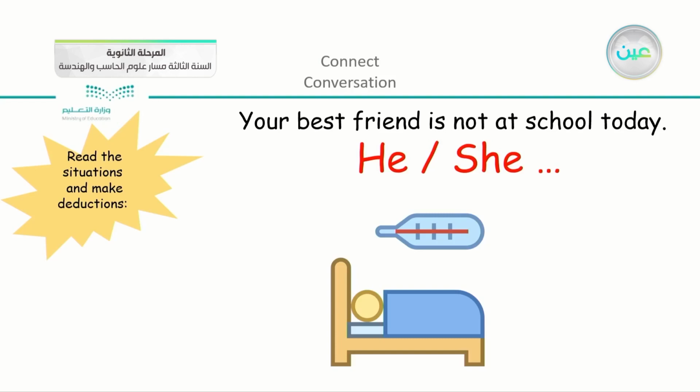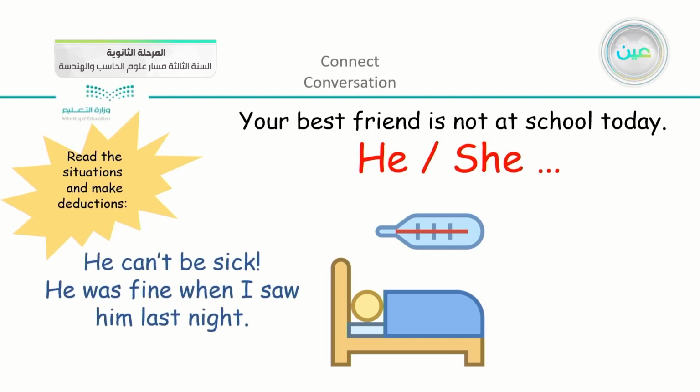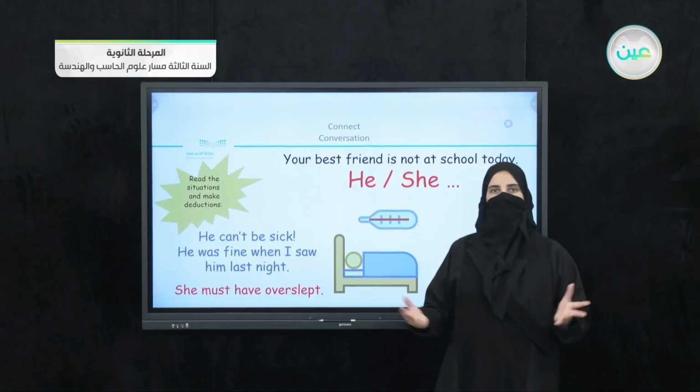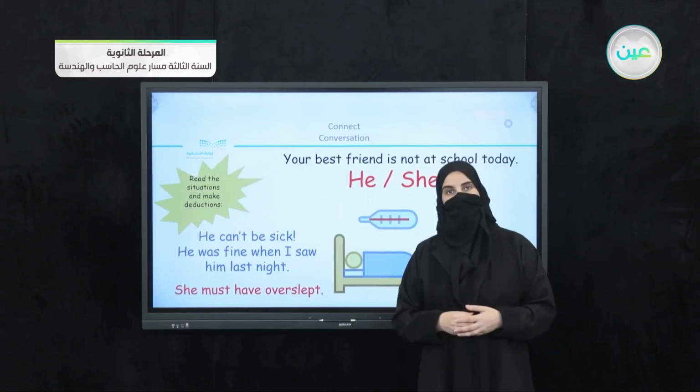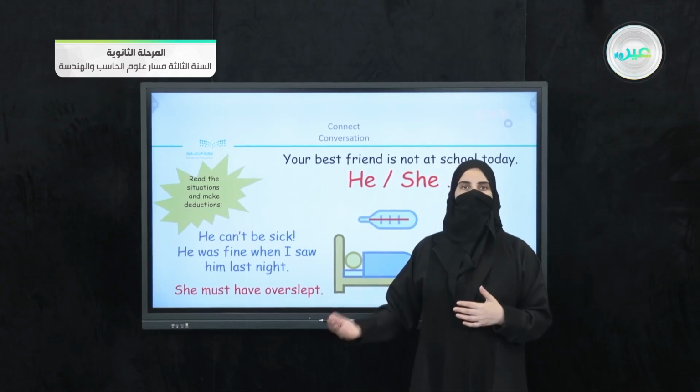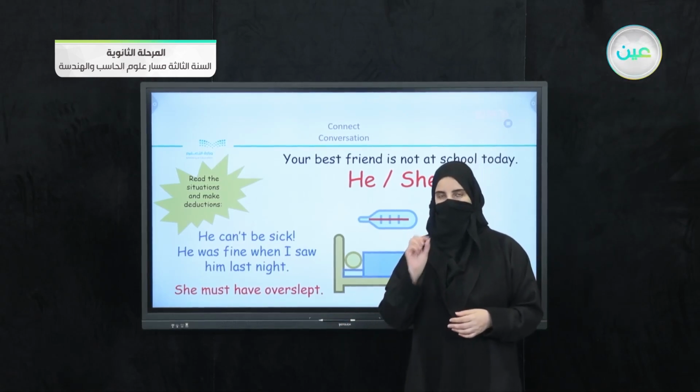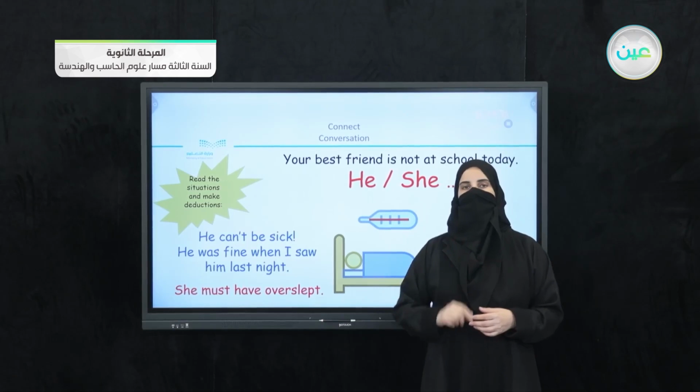Your best friend is not at school today. So he or she, he can't be sick. He was fine when I saw him last night. She must have overslept. So any different sentence that you can come up with, you can have also different sentences in mind, but the basic thing that you have to put in mind is to use deduction.